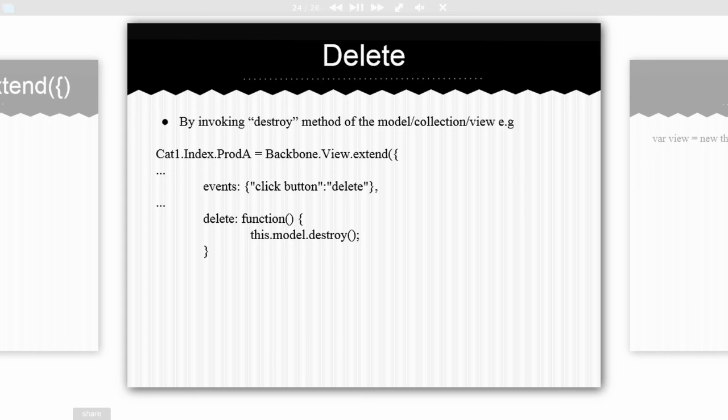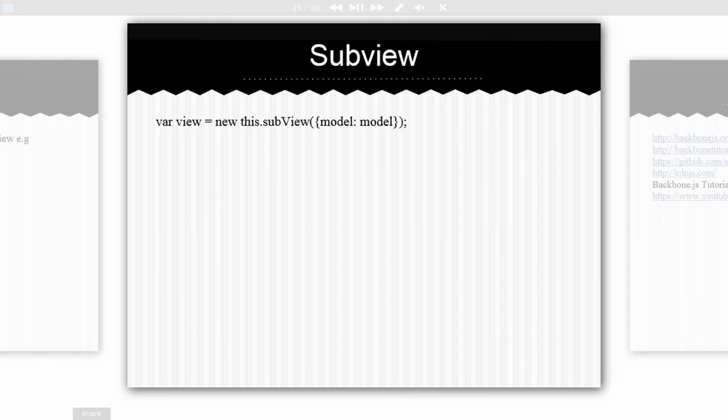All Backbone objects, including the collection, can be removed by calling their destroy function. Just in case you are not aware of this, a view can have a subview in Backbone.